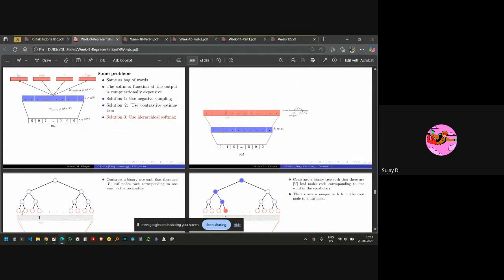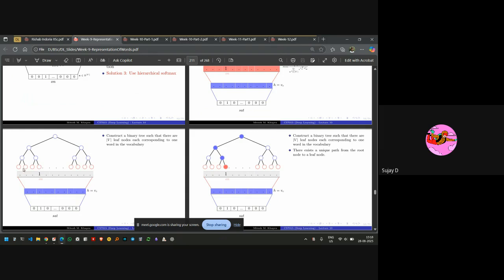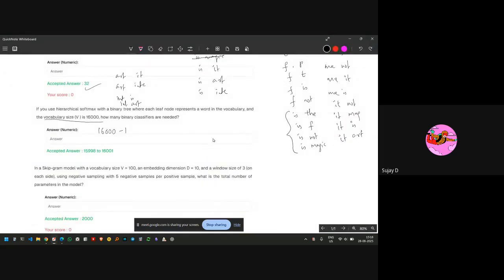See the red nodes here, the leaf nodes in this slide. Those are the vocabulary. For each vocabulary word, one leaf will be there, and the number of internal nodes will be minus 1. Okay, I will explain with a simple example here.